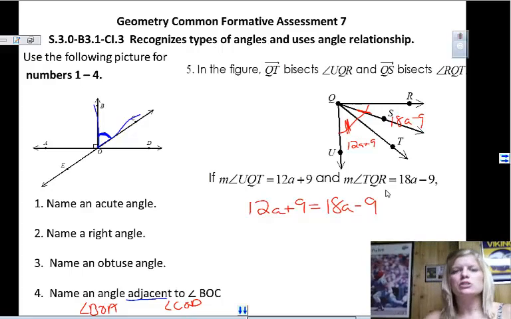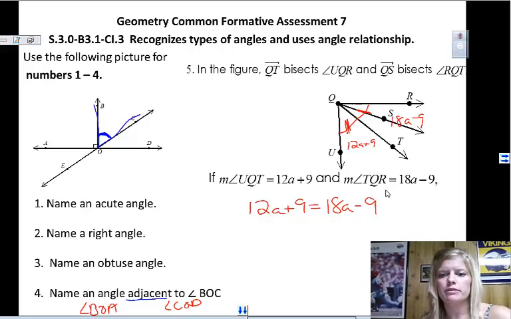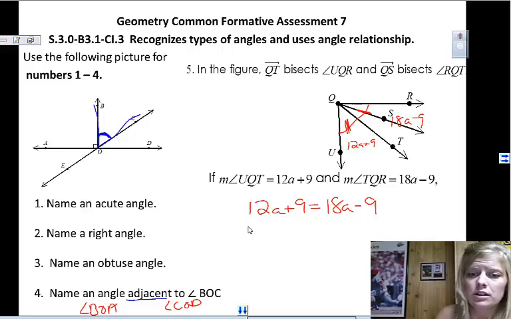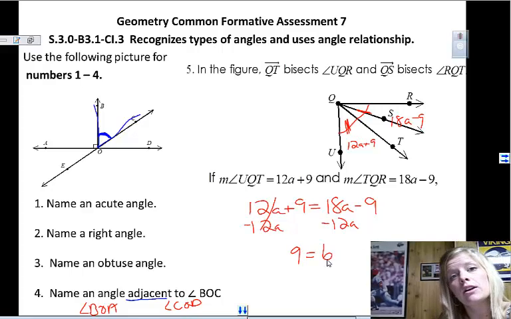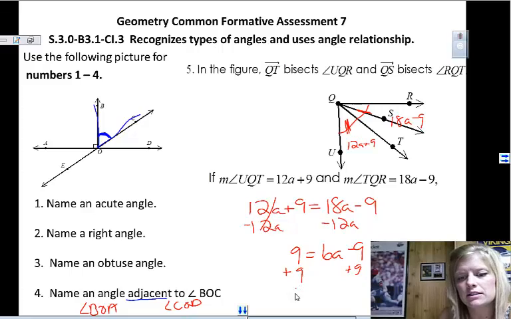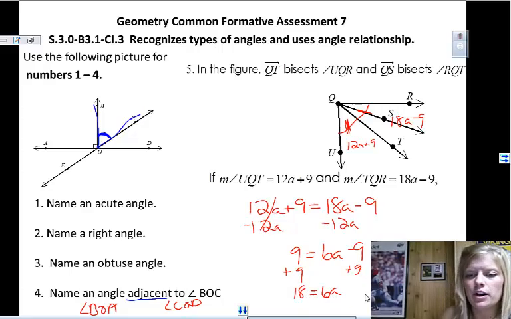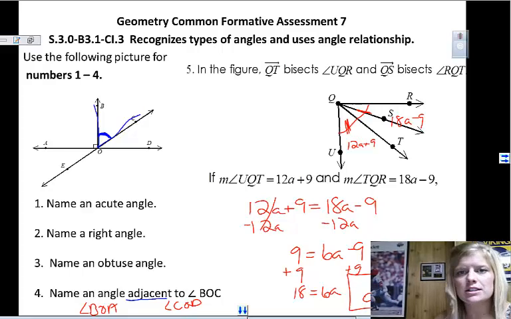Ba-ding! Now it's just math, pre-algebra. If you don't know pre-algebra, go back. Otherwise, come and get help. 12a, subtracting from both sides. 9 equals 6a minus 9. Add 9 to both sides. You with me so far? a equals 3. We are done. You don't even have to fill it in. It's not even asking you for an angle. It just wants to know what a is.